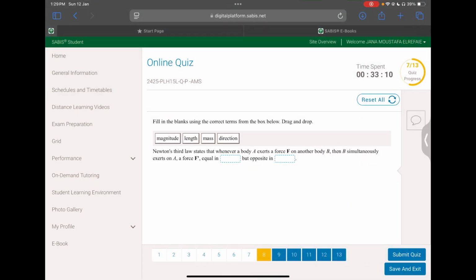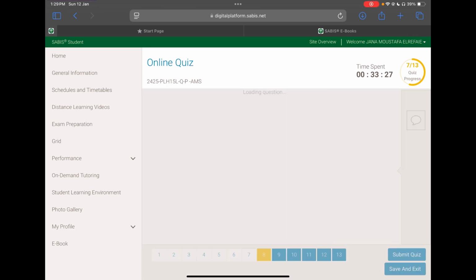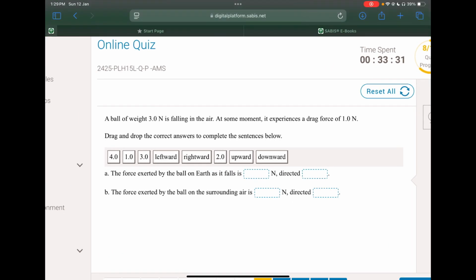Okay. Newton's third law states that whenever a body A exerts a force F on another body B, then B simultaneously exerts on A a force F equal in magnitude but opposite in direction. Oops, sorry. Okay, number 9.